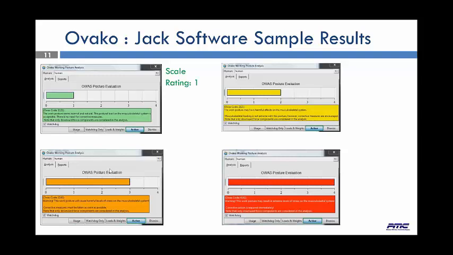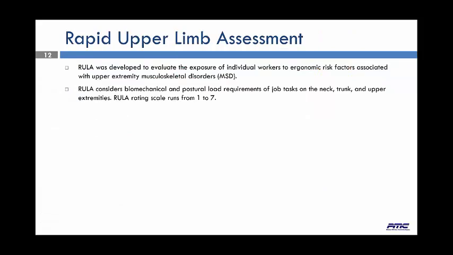So the green is a scale 1, scale 2 for the yellow, scale 3 for the orange, scale 4, of course, for the red. And we'll look at the RULA, the Rapid Upper Limb Assessment. RULA was developed to evaluate the exposure of individual workers to ergonomic risk factors associated with upper extremity musculoskeletal disorders. RULA considers biomechanical and postural load requirements of job tasks on the neck, trunk, upper extremities.